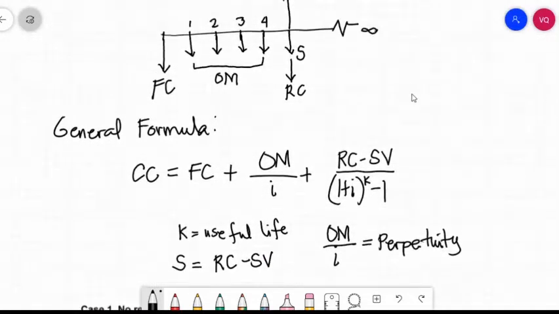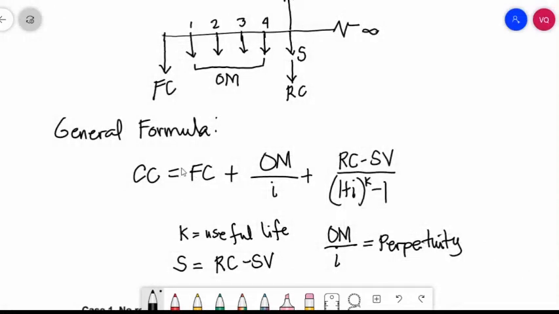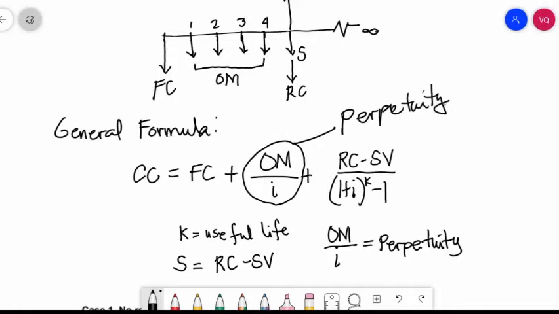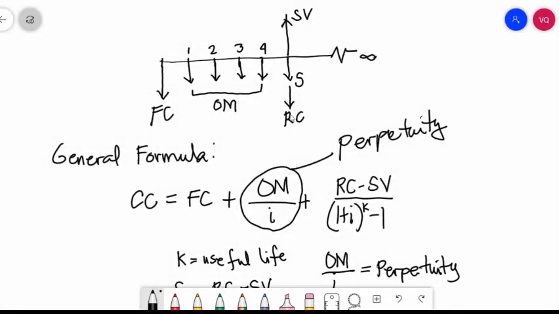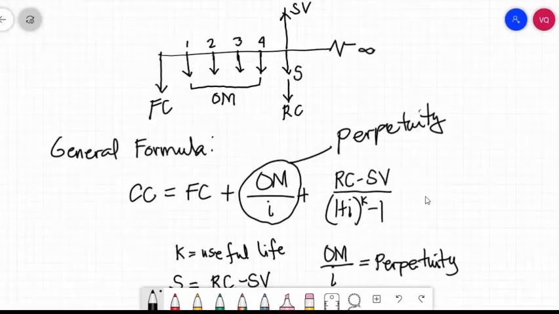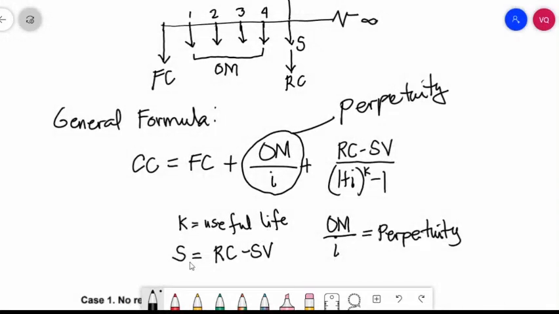So the general formula for the capitalized cost is equal to the first cost plus operation and maintenance all over I. As you can see, this is the familiar formula, the perpetuity. Plus RC, the replacement cost minus the salvage value, divided by (1 plus I) raised to K minus 1. K here is the useful life of the machine. From our previous topics, it is upper minus lower, or lower minus upper, minus 1. So K is the useful life, and the value here is your S, so S all over (1 plus I) raised to K minus 1.